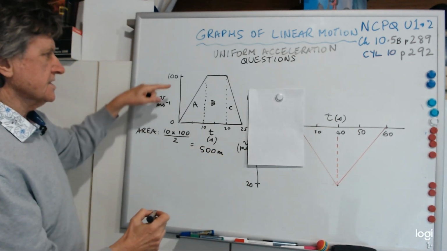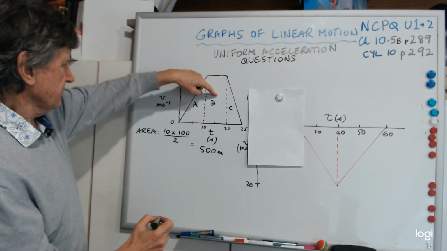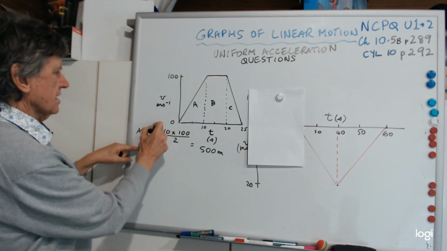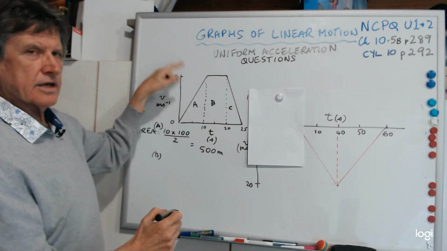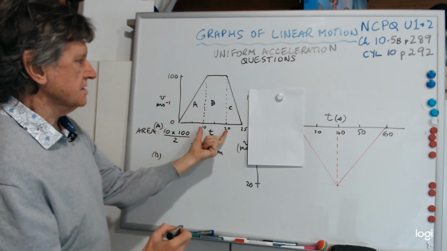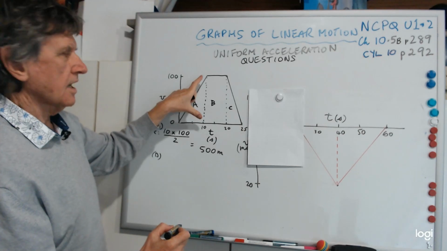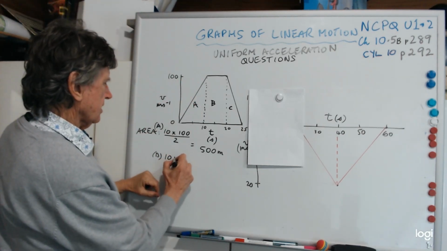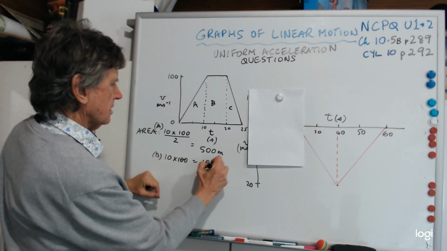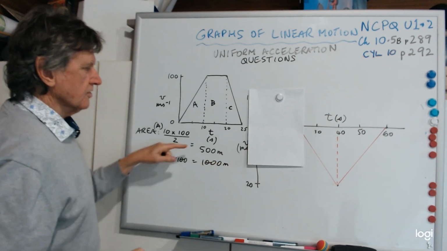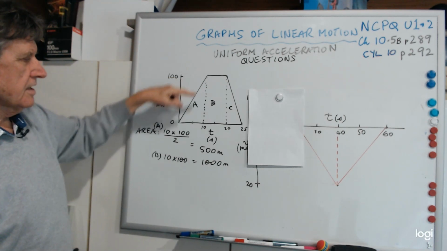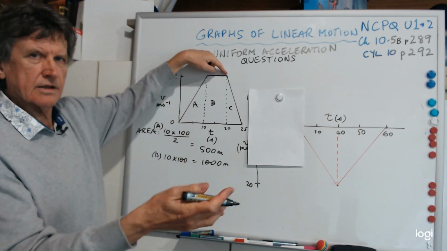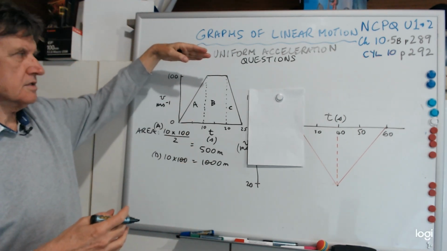Okay, now the second part of the journey is B. So this is part A. B would be base by height. Now it's a rectangle, so it's base by height. So that's 10 times 100, which is 1,000. So it took 500 metres to get up to its maximum speed. And then for the next 1,000 metres, another kilometre in other words, it travelled at constant speed.